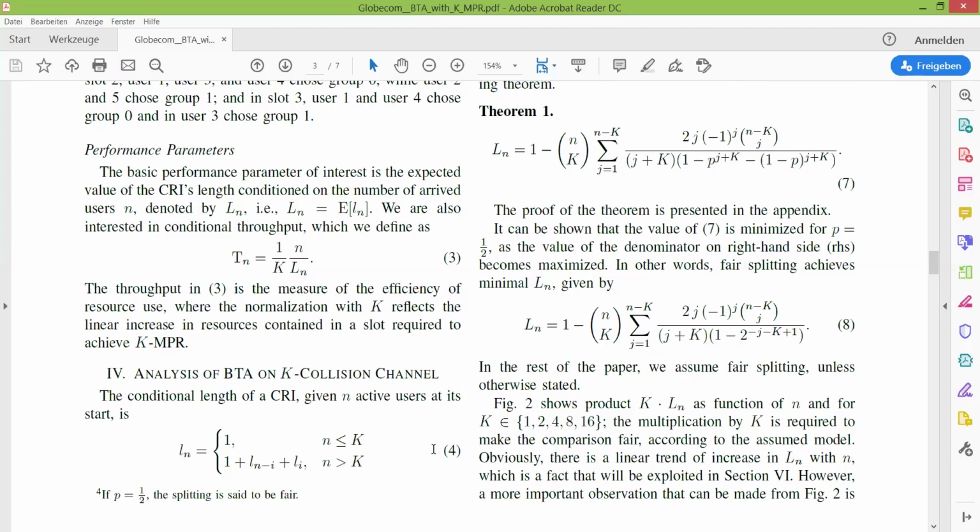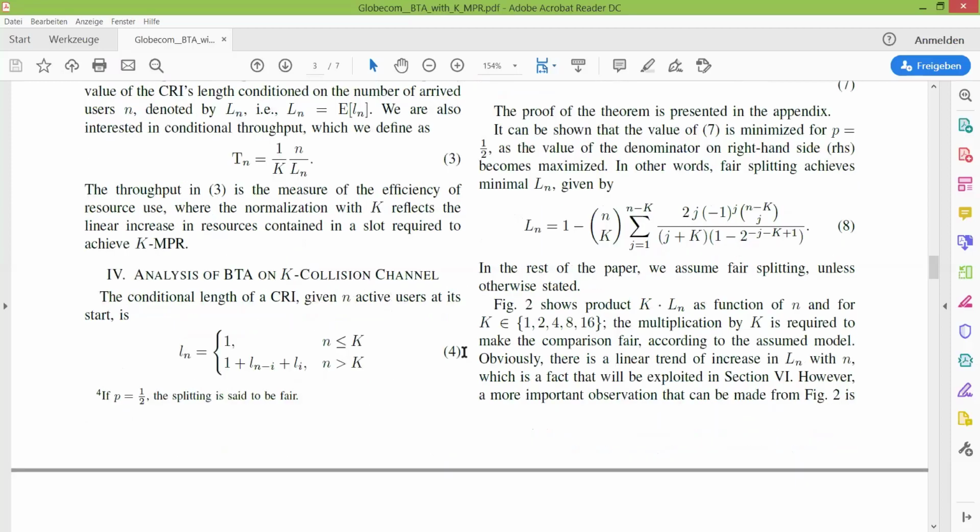So the success in normal tree algorithms with one MPR, without KMPR, is already modeled, and basically you can see it in equation 4. Equation 1 tells you that the length of the tree, if n is smaller than or equal to k, is 1. Because if you're transmitting and it's a success, if n is smaller than k, then it's one slot. You don't need to split at all. It's done. Your job is done.